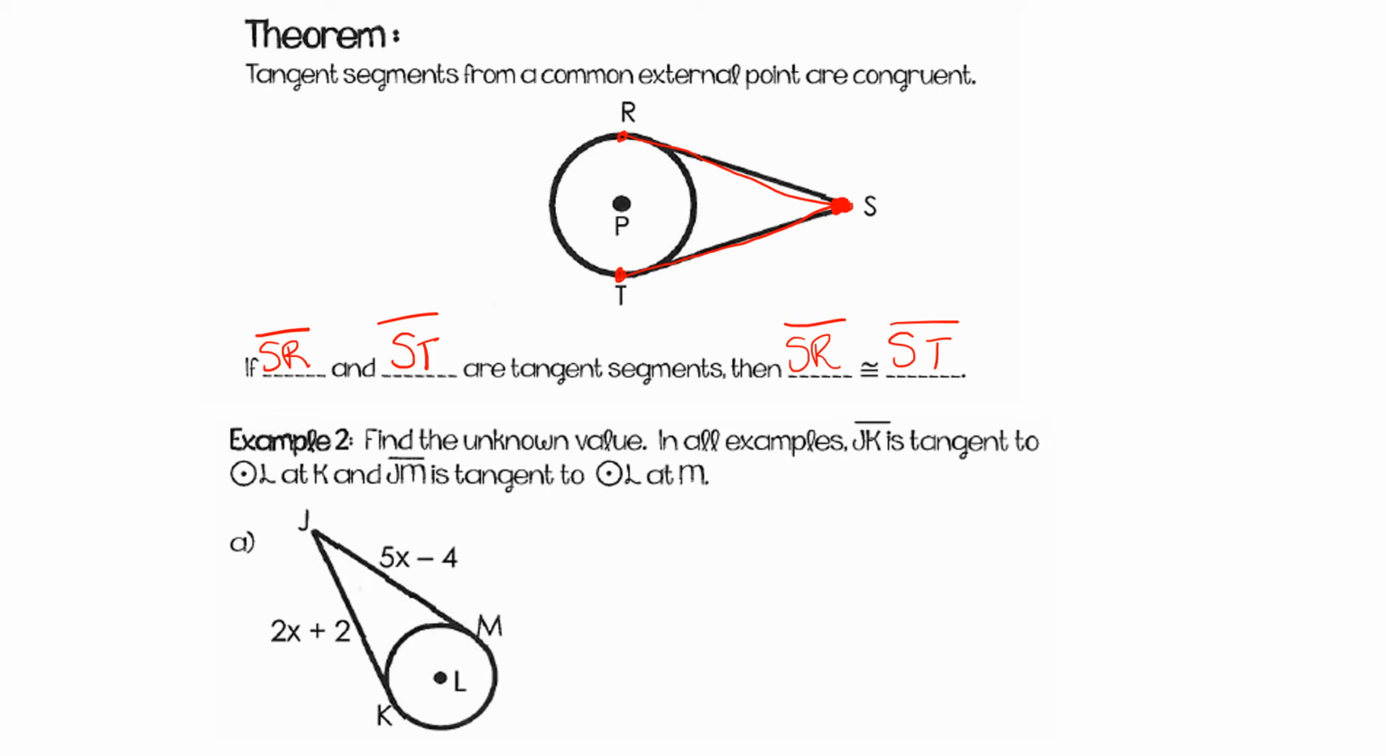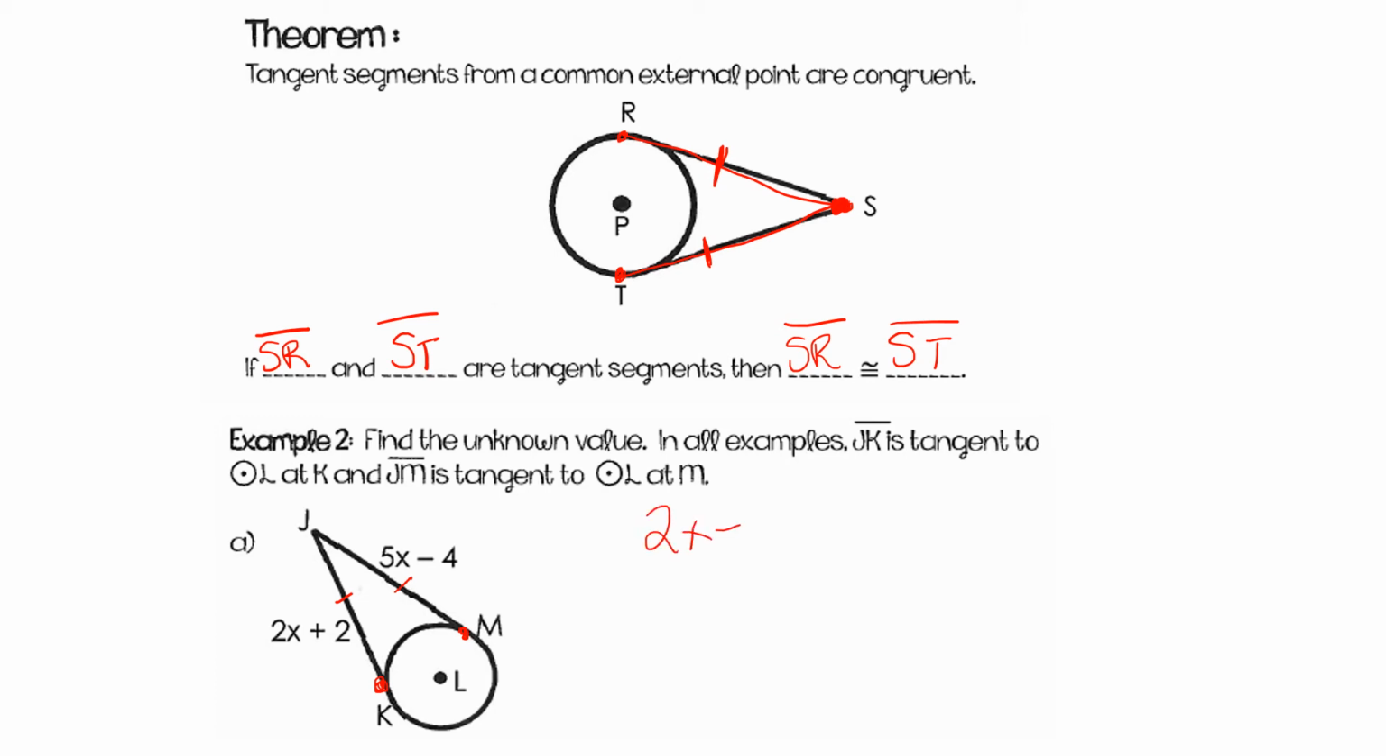And so let's jump into the second example, part A. So we want to find the unknown value, or x, in part A. And in all the examples, they're telling us that JK is a tangent to the circle L and that JM is a tangent to the circle L. And they're telling us that the tangent points are at K and M. So all they're trying to tell us is that this segment and this segment are congruent, just like how SR and ST were congruent in my top theorem example. So that means that we can just set these two things equal to each other.